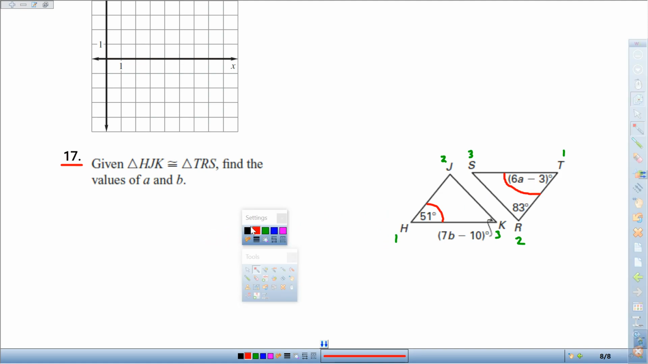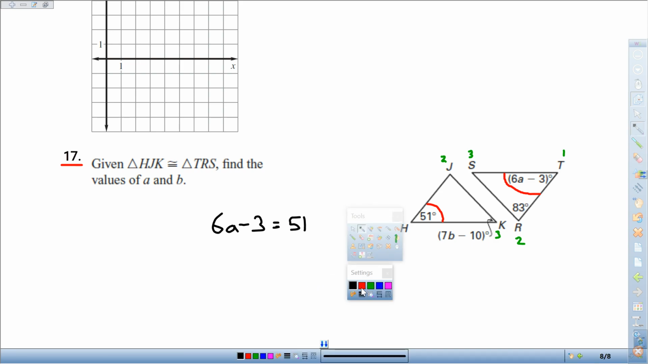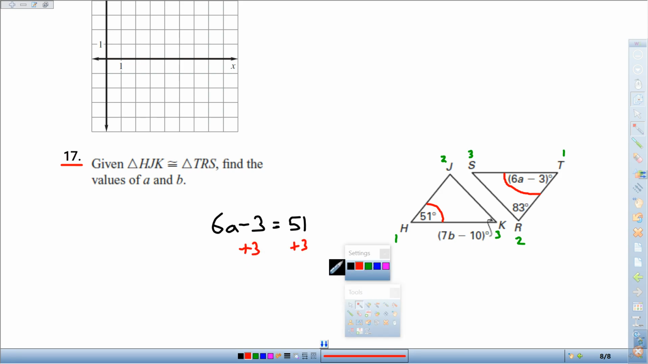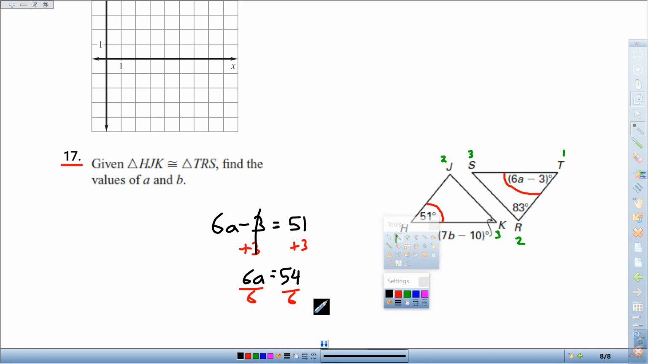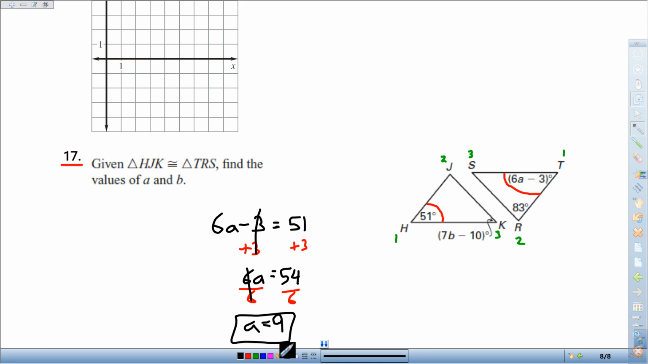Let's make our equation. 6a minus 3 equals 51. All right, and yeah, solving this. Hope you're doing good. If you have trouble with solving, please call me over if you get stuck, because yeah, it's important. So we got 6a equals 54, and then dividing by 6, that's going to go in 9 times, right? Okay, so there's half our problem. There's A. Let's take a look for B.